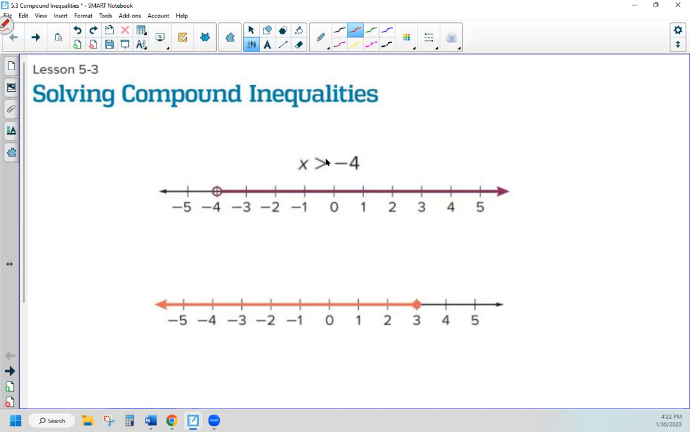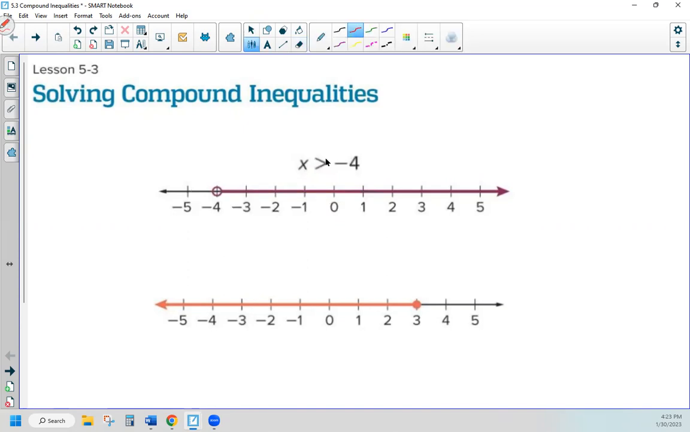Now, some things to take from here. Number one, the reason we have an open circle is because we are talking about the numbers that are greater than -4. We are not including -4. So we're not saying greater than or equal to -4. And number two, the second idea is that we are shading to the right.